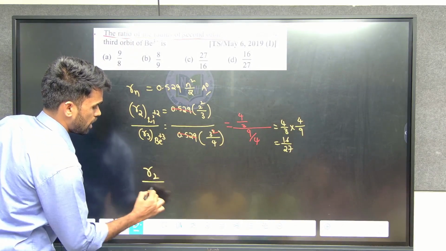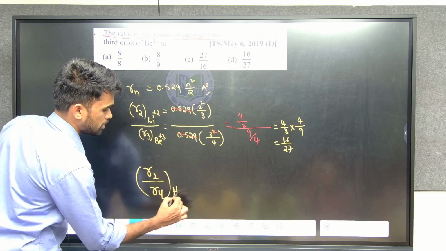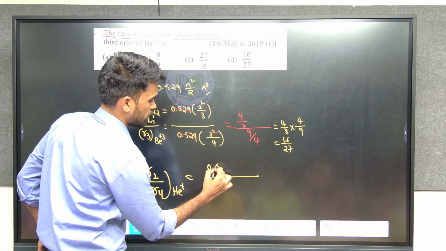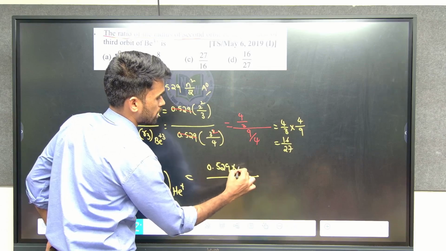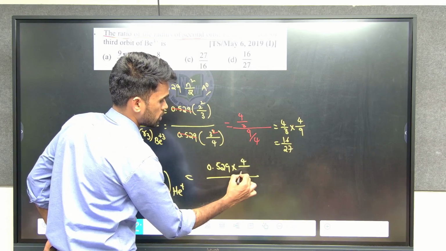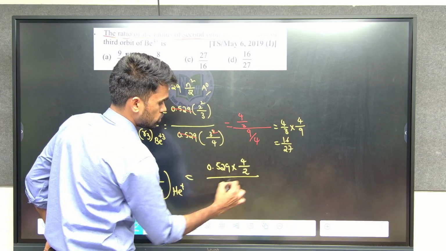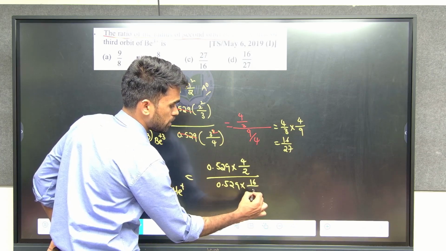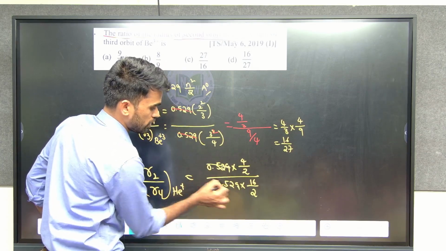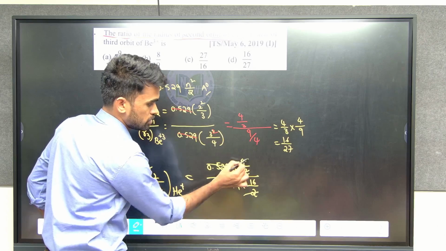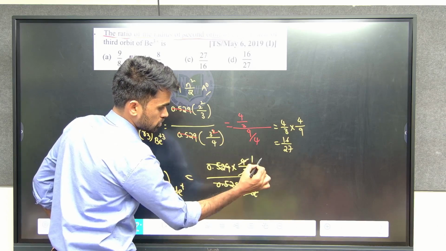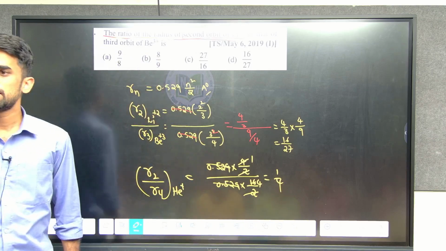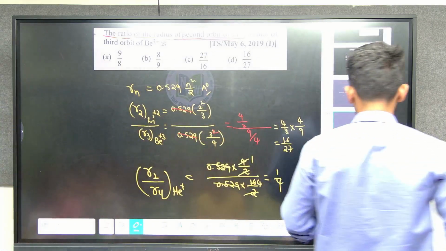R2 by R4 of helium ion. 0.529 into n square, 2 square 4 by Z 2; here 0.529 n square 16 by 2. See, 0.529 and 2 cancel, the 4s cancel, so that will be 1/4. Everyone? Yes. Next one.